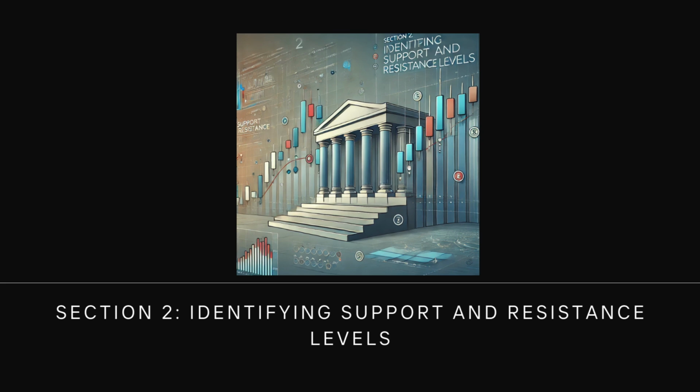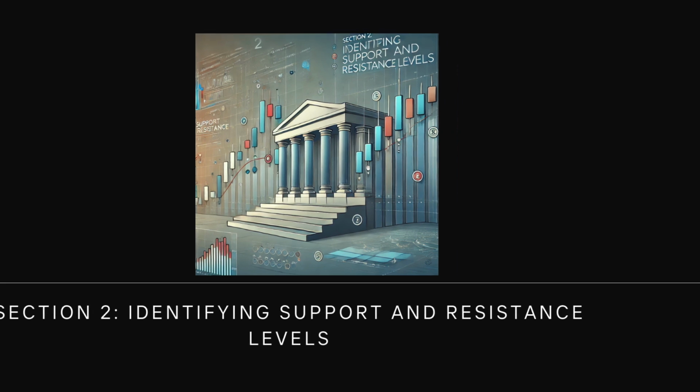Resistance levels. Look for price points where the market has reversed downward multiple times. These are often horizontal lines at previous highs. Key tools to identify levels. Historical price charts. Candlestick patterns, like long wicks near support or resistance. Psychological levels, like round numbers.